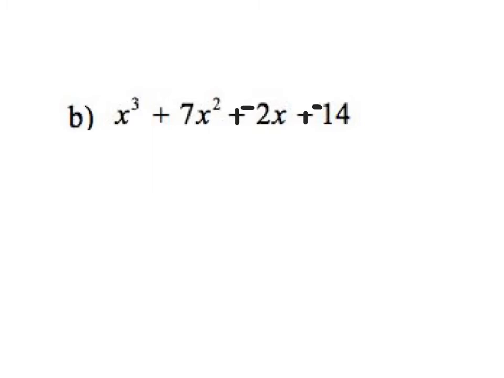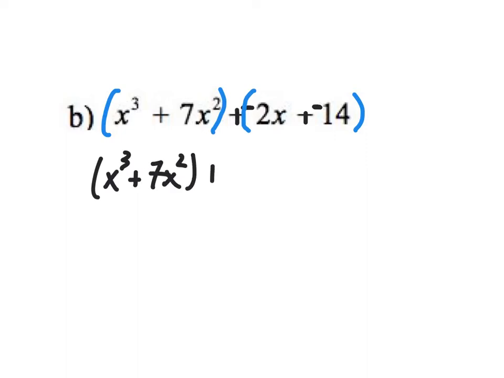Now the whole concept is to factor this by grouping. So I first want to group these 2 terms together, and then group these 2 terms together, with the plus sign in the middle, and that's just going to help me. Let me rewrite this so it looks a little better: x cubed plus 7x squared, parenthesis, plus quantity, negative 2x plus negative 14.